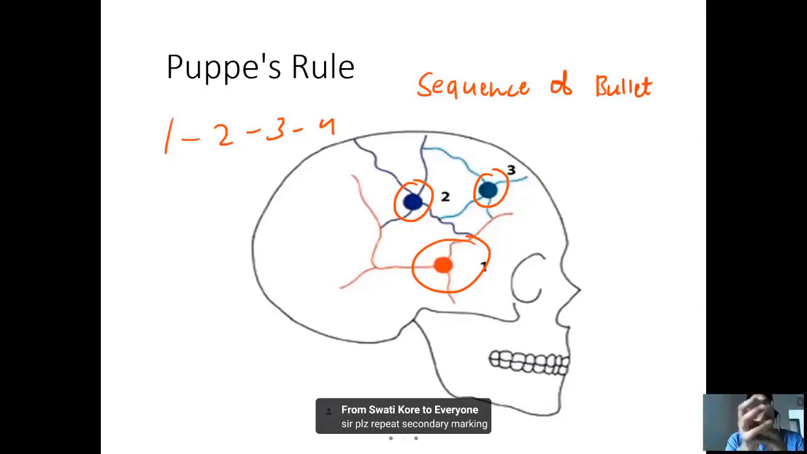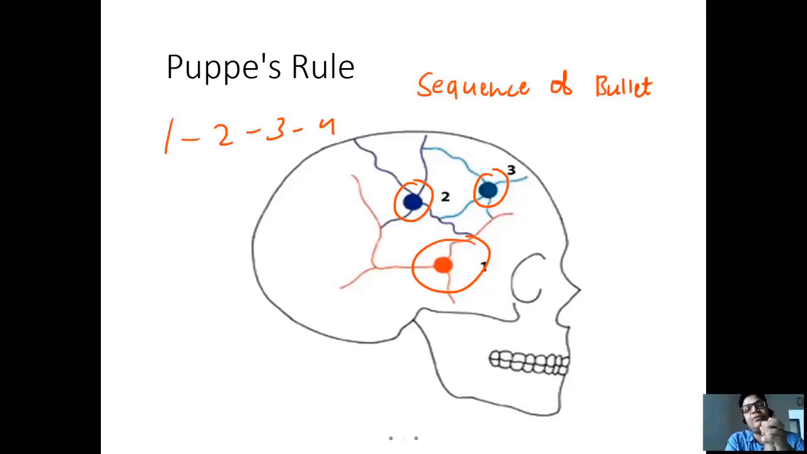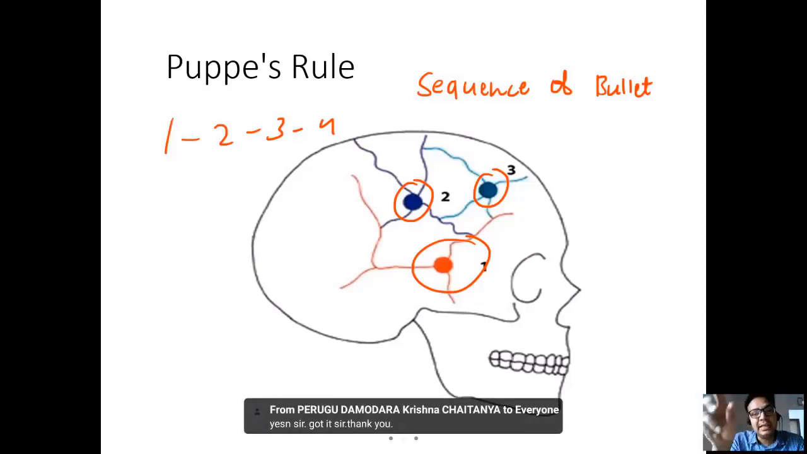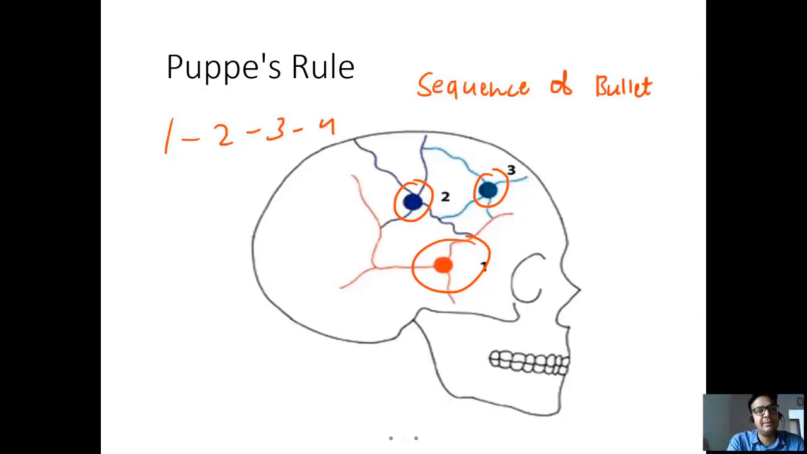It makes a crater. Secondary markings are the markings on the bullet which are formed by an individual firearm. This is known as secondary marking, but these can also be formed when you are picking the bullet with any instrument; these are also secondary markings. Okay, yes Swati, is it okay?